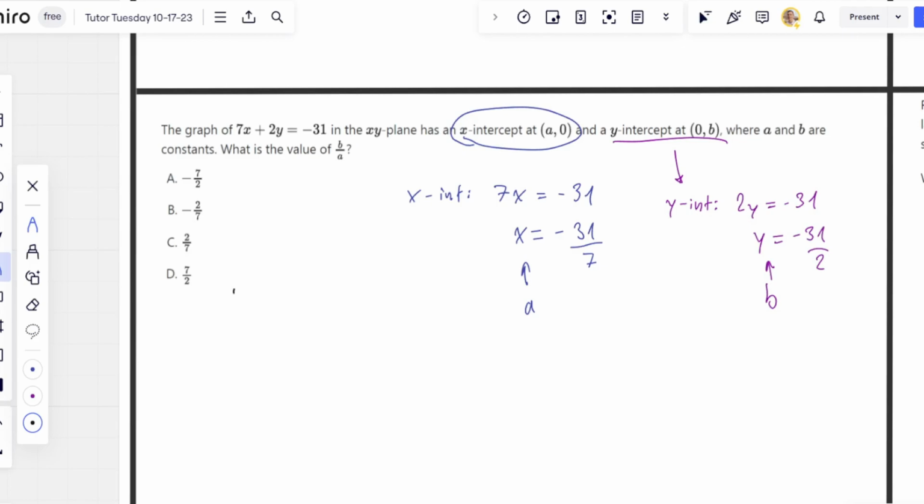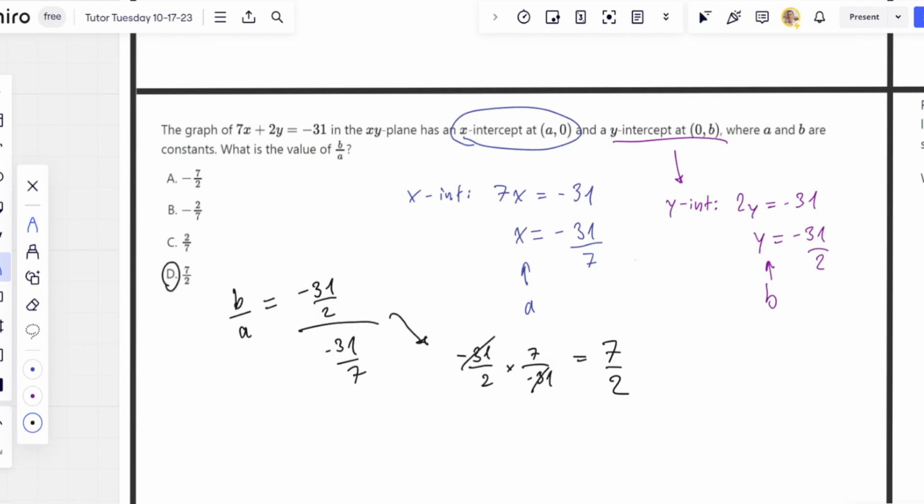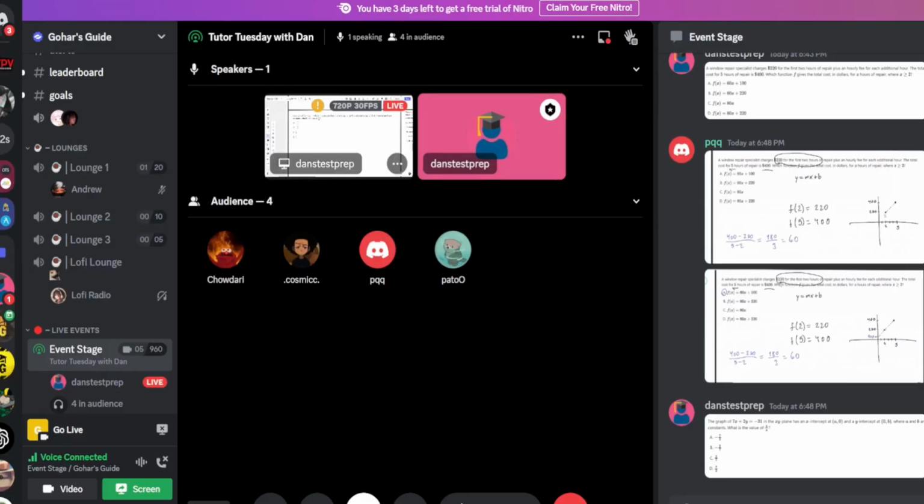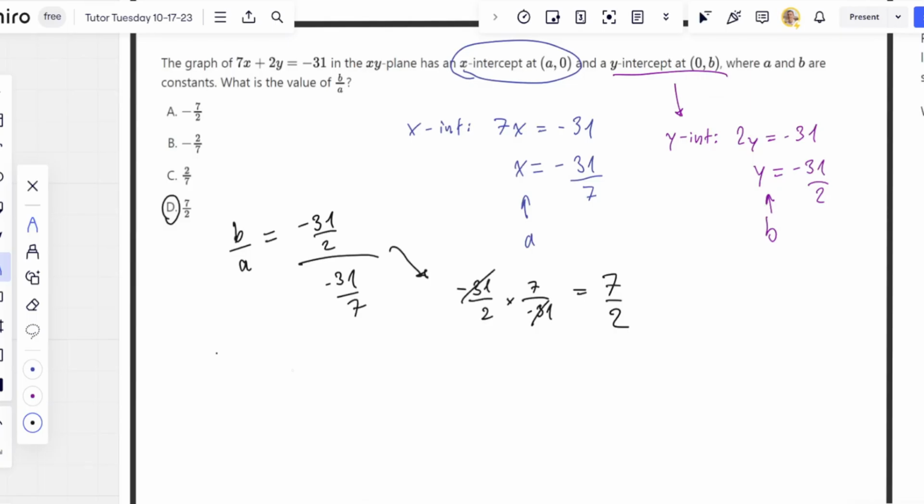And so b over a is equal to this term divided by this term, which I can rewrite a little bit simpler: negative 31 over 2 times 7 over negative 31. That cancels that out, and we just get a positive 7 over 2, which gives us answer choice D. All right, that one looks good.